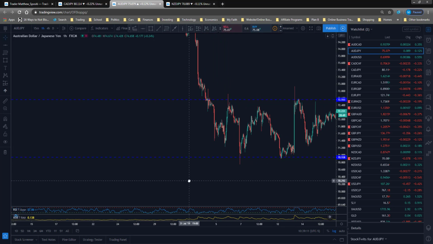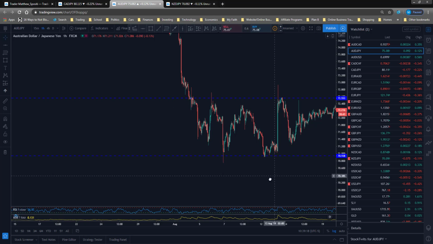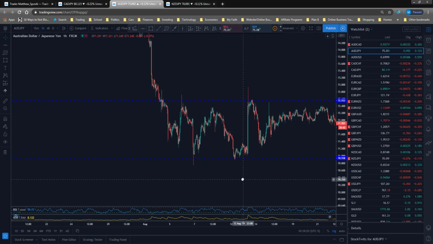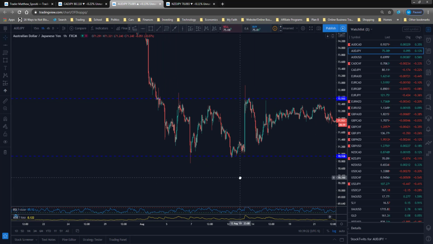It's really, in my opinion, the most beautiful form of consolidation that we have in the markets. But this is how you identify it. It's really not that difficult. It's not that complicated. It's very simple.